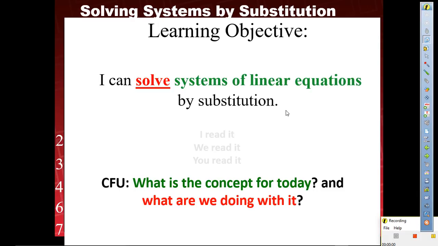So our objective for today: I can solve systems of linear equations by substitution. Let's read together. 1, 2, 3. I can solve systems of linear equations by substitution. So we started last week, is that correct? Yeah. And then you went home over the weekend and you had 3 days to do your homework, page 290. You guys remember that?